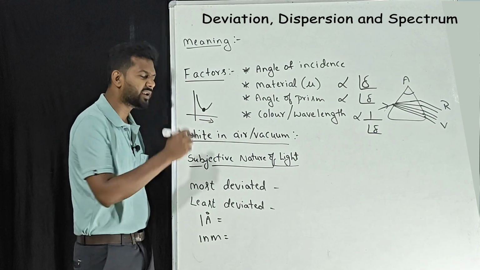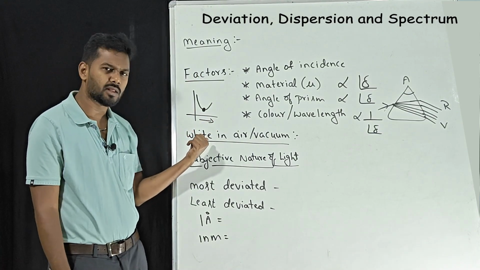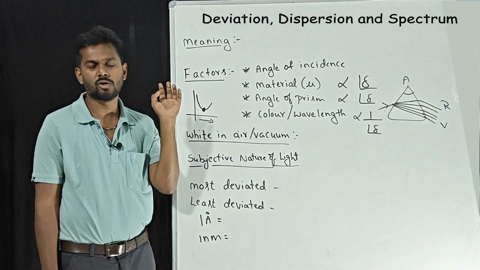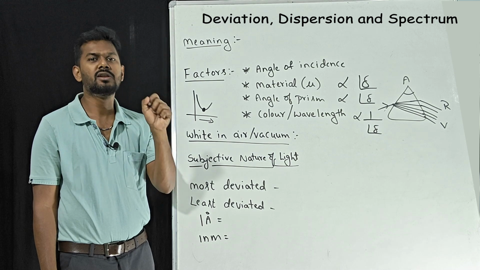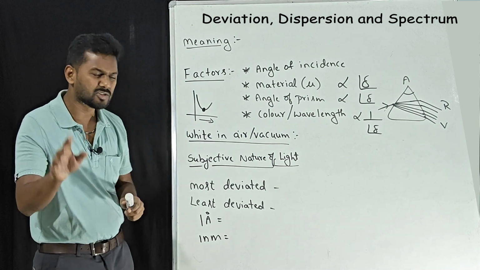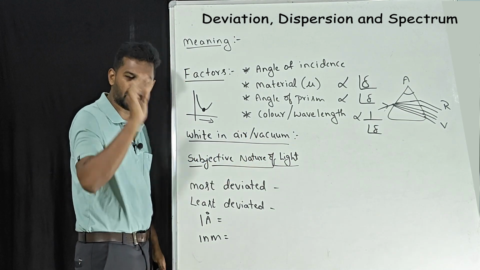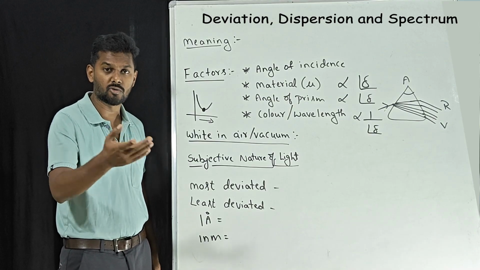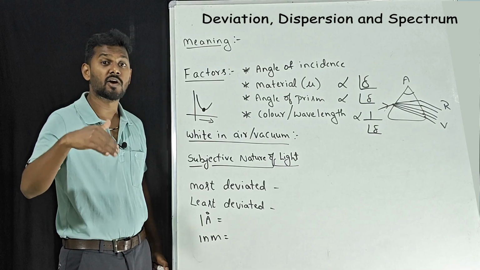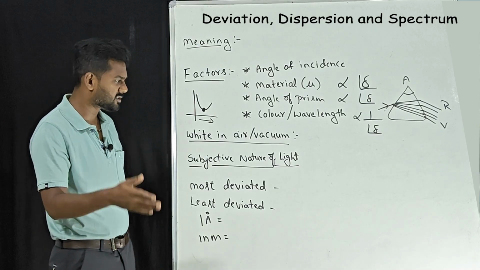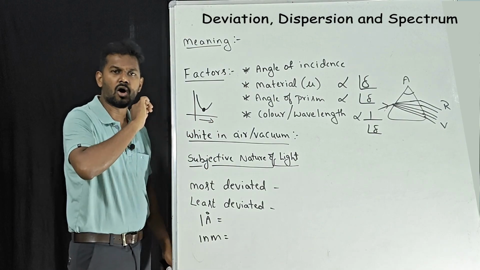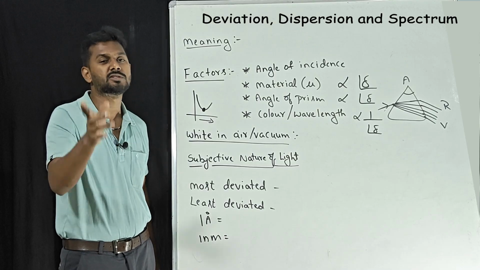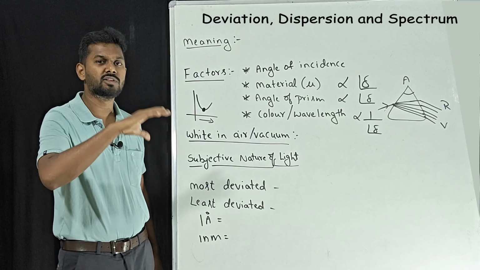Now we'll talk about white color in air or vacuum. This white color will not get dispersed in air or vacuum. That means all the colors will travel at the same speed in air or vacuum. Actually, it is only possible in vacuum. Not only the colors, all the radiations, like gamma rays and x-rays, which we are going to learn in part B of the same chapter, spectrum, will travel with the same speed in vacuum. Keep this in mind: all will travel with the same speed.